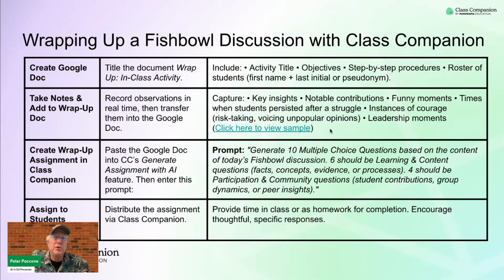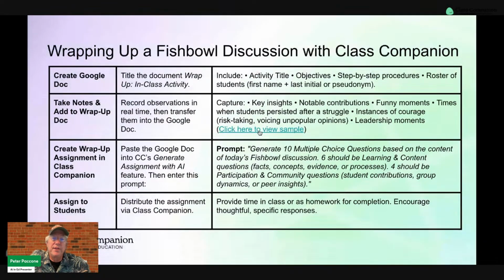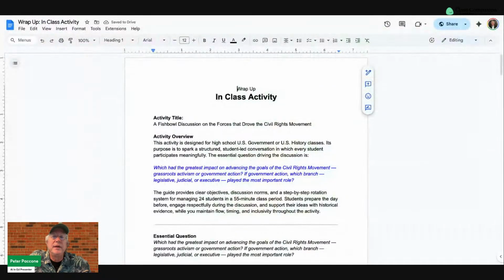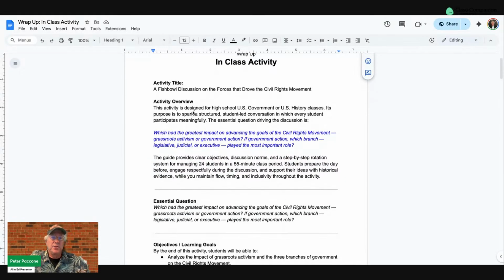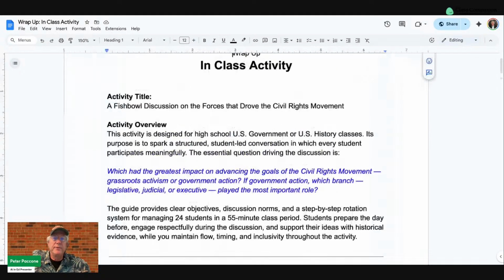I now want to show you what that might look like. The Google Doc with the teacher's notes there. So we're going to go up here. And if you cannot see it, I'm now showing a Google Doc. Brittany, if you could let me know if anyone's not seeing it, it should say at the top, wrap up in class activity. So this is one, you can see activity title here. I'll make it a little bit larger. There we go. A fishbowl discussion on the forces that drove the civil rights movement.